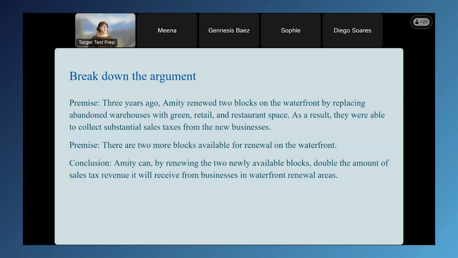So they think that this plan will be at least as successful as it was 3 years ago. That is really important to note. There's a difference between, hey, I think that this will increase the amount of revenue, and hey, I think this will double the amount of revenue. The bar is a little bit higher here.